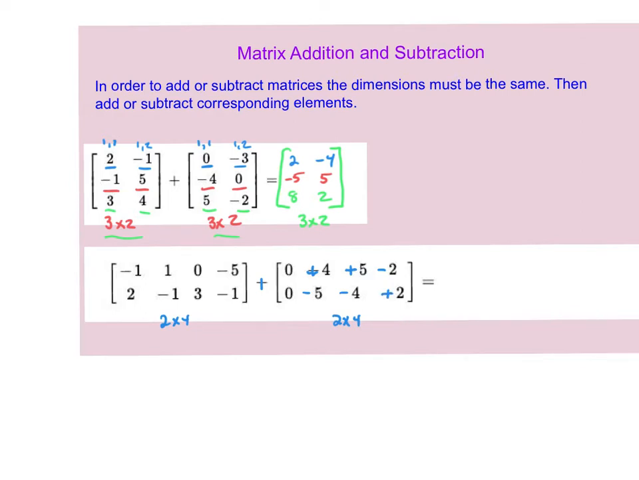So now I can just add like we did before. So we'll have -1 and 0 is -1, 1 and positive 4 is a positive 5, 0 and 5 is 5, -5 and -2 is -7, 2 and 0 is 2, -1 and -5 is -6, 3 and -4 is -1, -1 and a positive 2 is a positive 1. So again, notice that my matrix is still the same size. It is a 2 by 4 matrix.